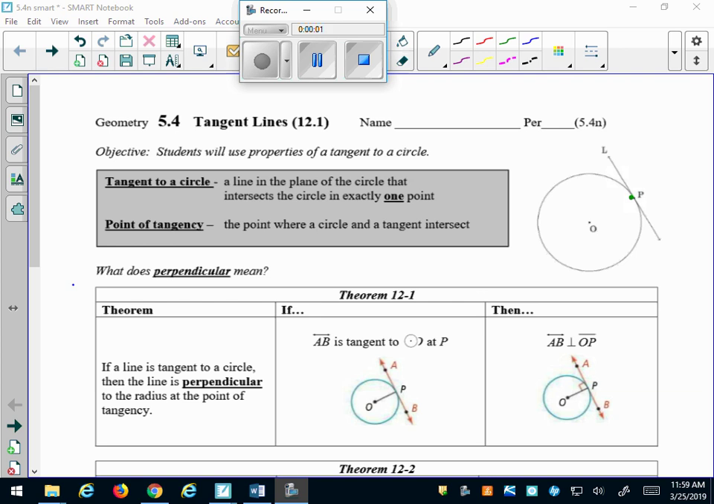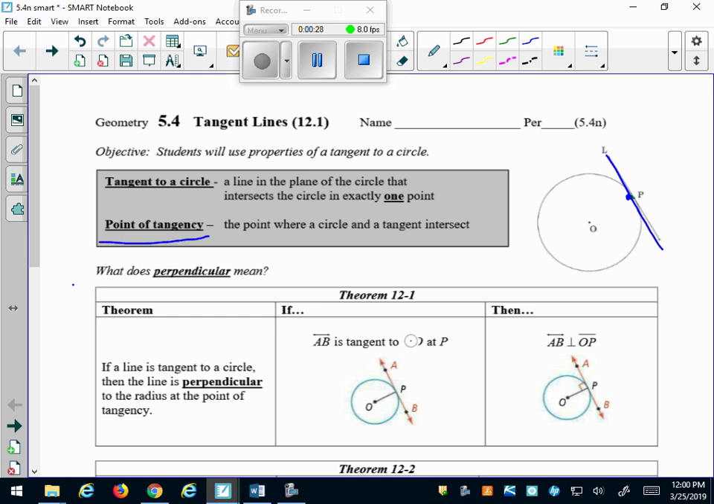We'll be talking about tangents to a circle. Like I said, this is nothing to do with sine, cosine, and tangent, but it's the same word with a different meaning. So a tangent to a circle is a line or line segment that skims the edge of a circle so that it just has one point in common, and that one point is called the point of tangency.